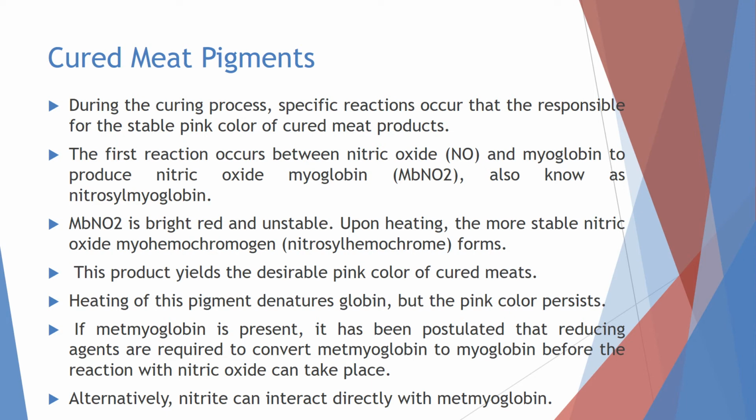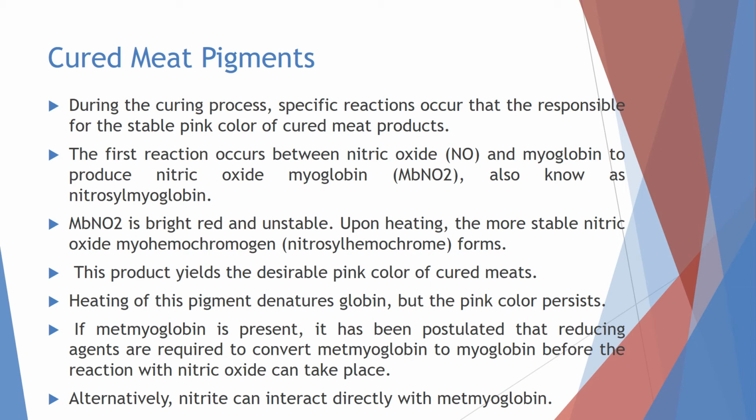Let us see what reaction causes this stable pink color. The first reaction that occurs is between the nitric oxide that comes from the preservative we add and the myoglobin, which produces nitric oxide myoglobin, also known as nitrosyl myoglobin. This nitrosyl myoglobin is a bright red pigment, but it is unstable. So upon heating, it converts to a more stable form, that is nitrosyl hemochrome or myohemochromogen, which is pink colored, and this compound is responsible for the stable pink color in the cured meats.